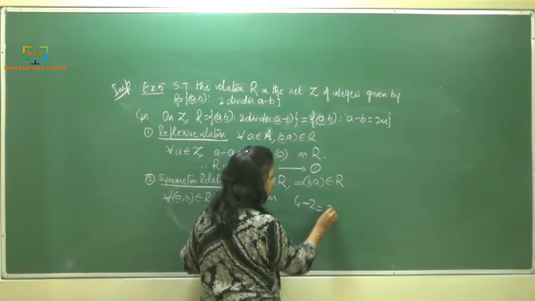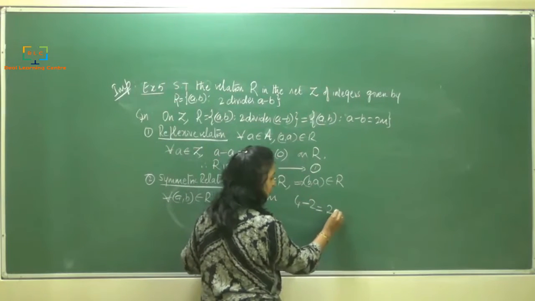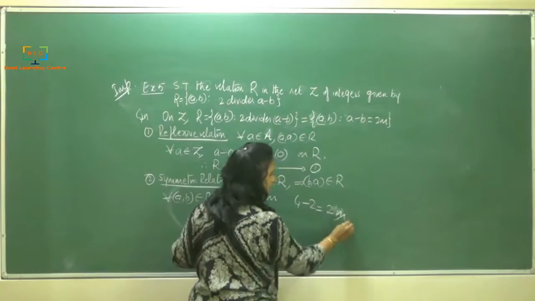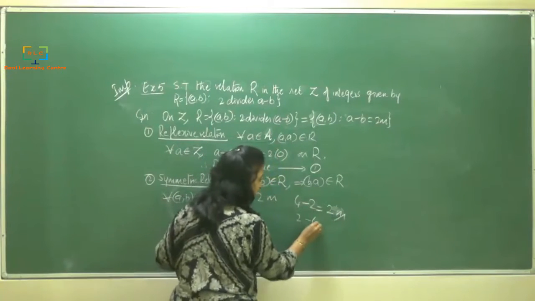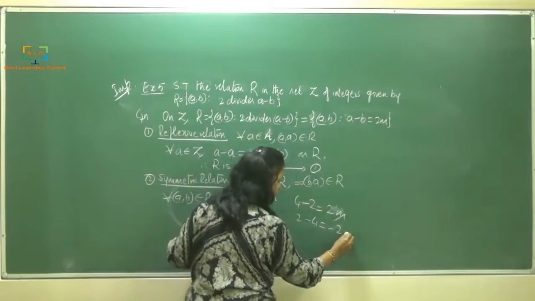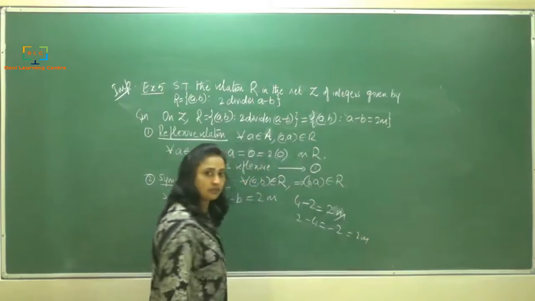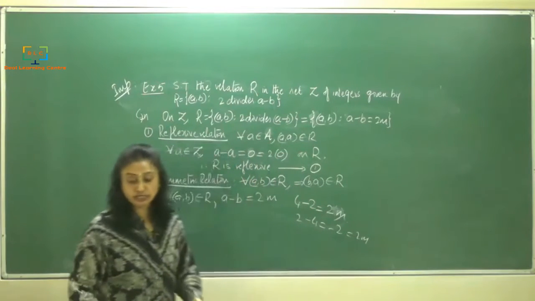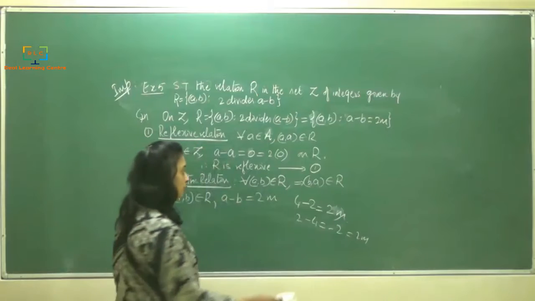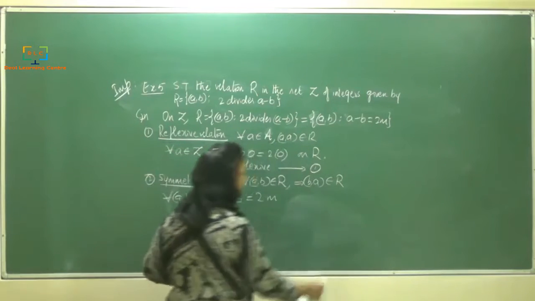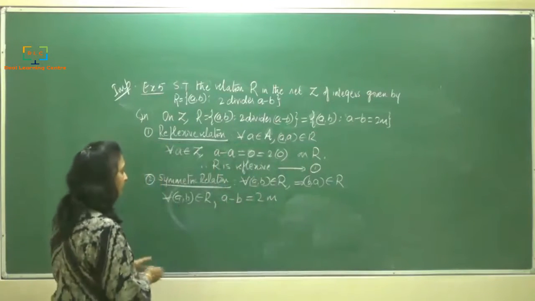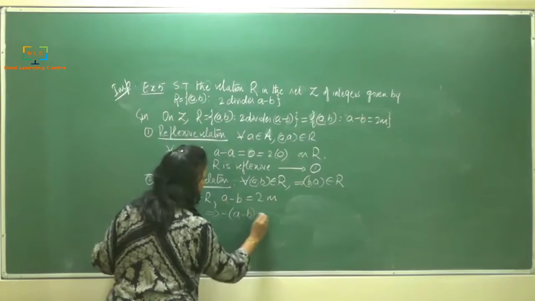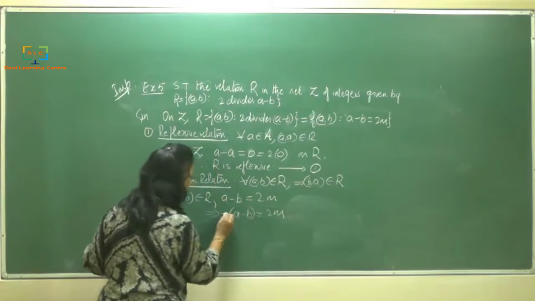Okay, 4 minus 2 is equal to 2, which is 2 times 1, or say 2m. Now I know that 2 minus 4, which is minus 2, is also equal to 2m, is it not? Is it not 2 into m? So if I make it vice versa also, it is still divisible by 2. 2 divides the number b minus a also. So I can write this implies minus of a minus b is also equal to 2m by arithmetic.